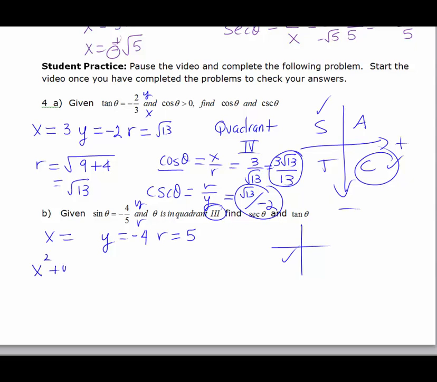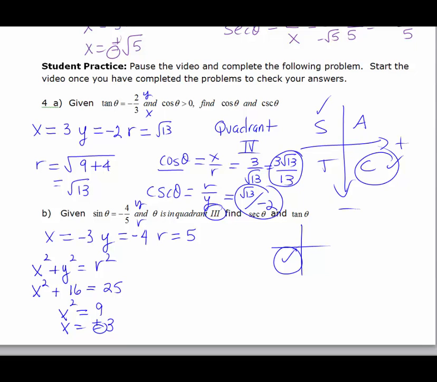X squared plus y squared equals r squared. So x squared plus negative 4 squared, which is 16, is equal to 5 squared, which is 25. X squared equals 25 minus 16. So x squared is going to be 9. X is equal to plus or minus 3, but again, because we are in the third quadrant, we know we want the negative value. So x is actually equal to negative 3.